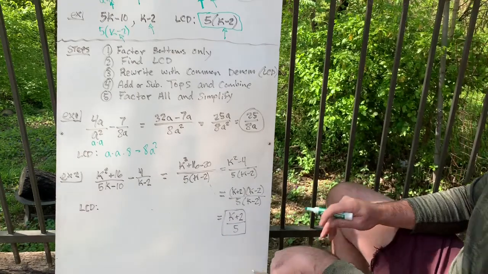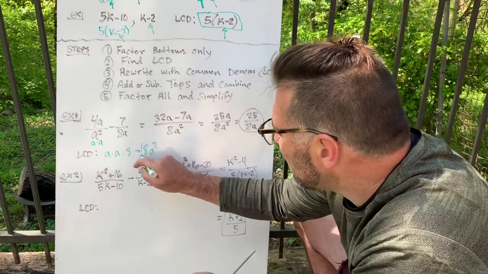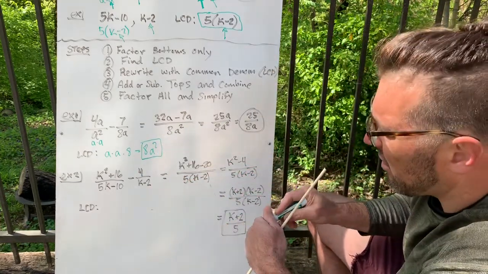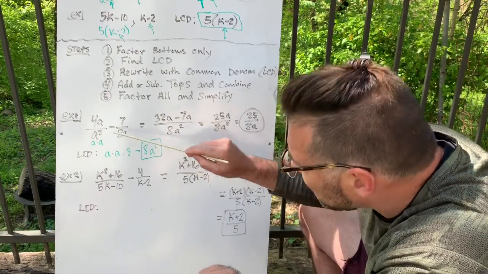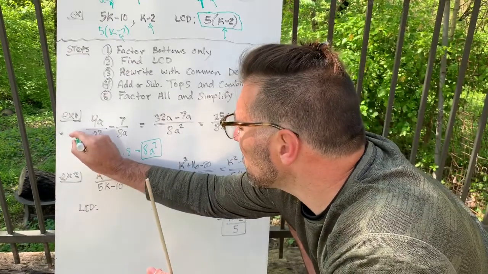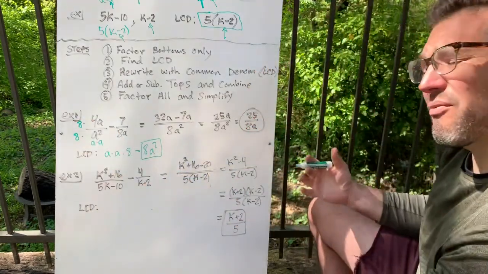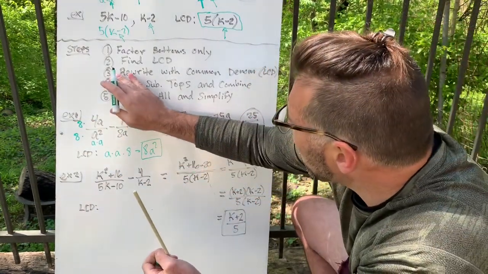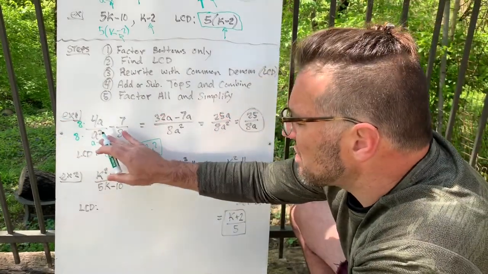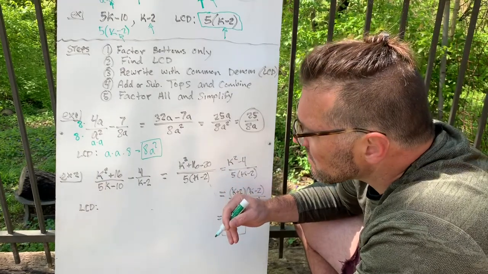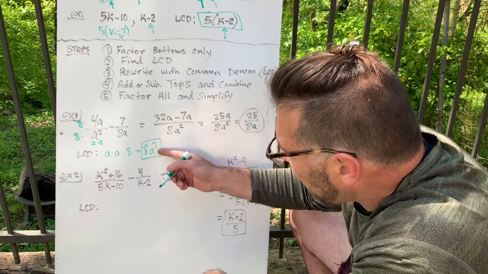Now, we need to get both denominators to become this common denominator, right? And so what is this one missing from the LCD? It's missing the 8, right? Which means we need to multiply the bottom here by 8. And we have to do that to the top as well because it's a fraction, right? So this is step 3, rewrite with common denominator. This is the process of rewriting these fractions to have a common denominator. So I needed to multiply this one by 8 because my LCD is 8a squared.